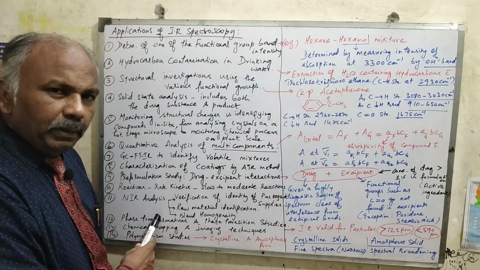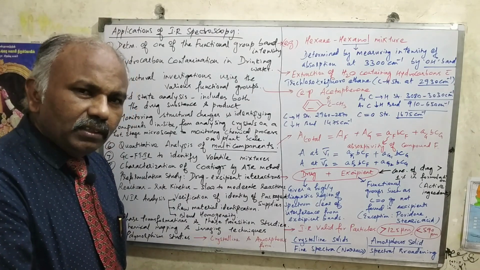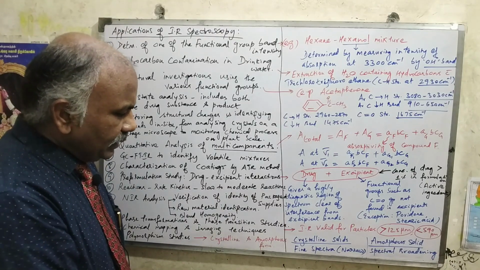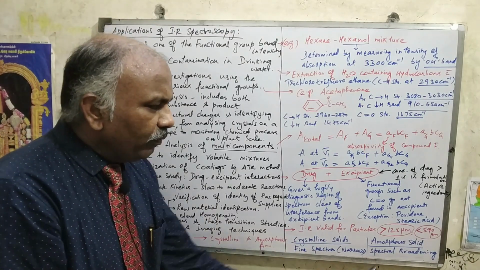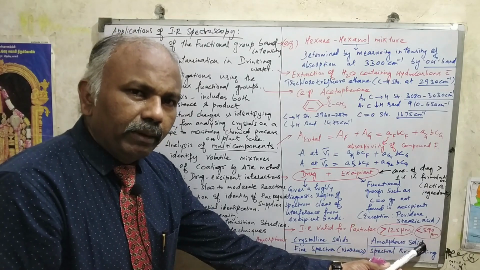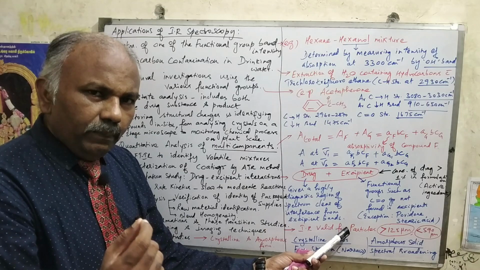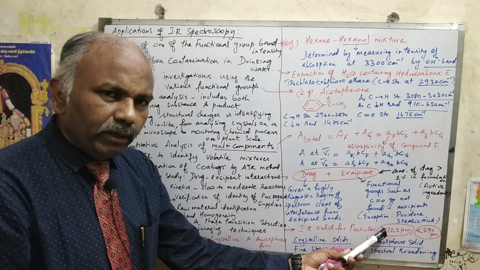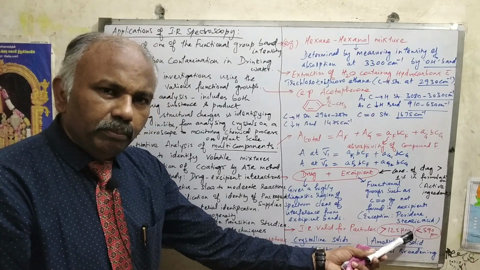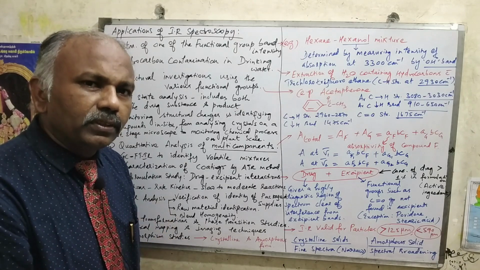The next important application is phase transformations and phase transition studies. This is also important because IR is valid for particles greater than 125 micrometer and lesser than 590 micrometer. If you want to study particles in IR spectrometry, the particle size should be greater than 125 micrometer and less than 590 micrometer. Within this range, you can study the particles thoroughly for their functional groups.